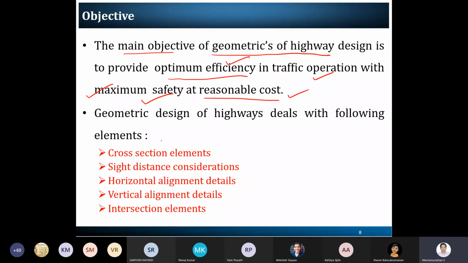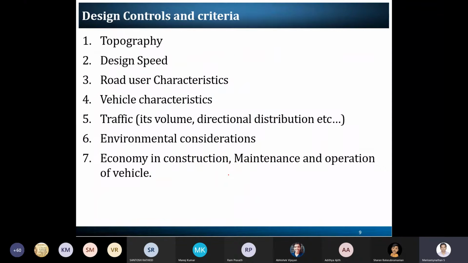As I mentioned, these are the five elements mainly considered in highway design: the cross section element, stopping sight distance, horizontal alignment, vertical alignment, and intersection elements. How we design all these elements, we are going to study at a micro level in this unit. The first chapter is about the factors affecting highway geometric design.